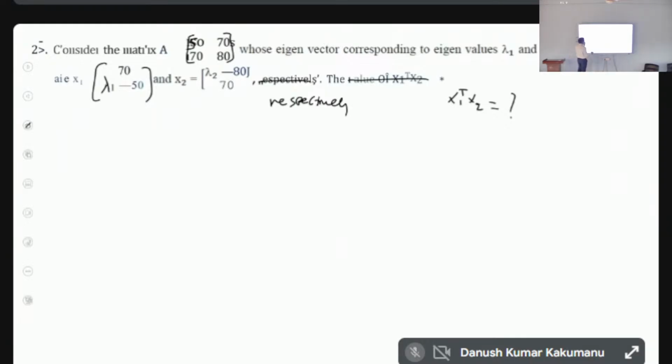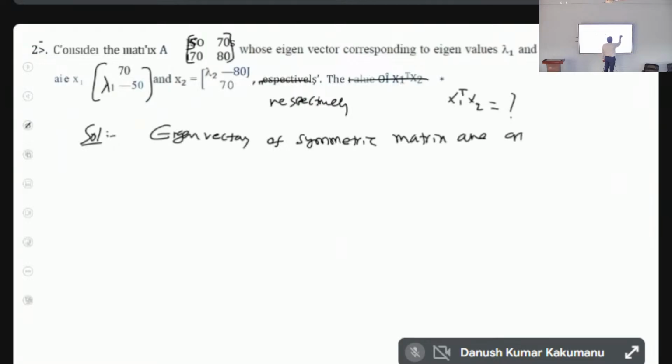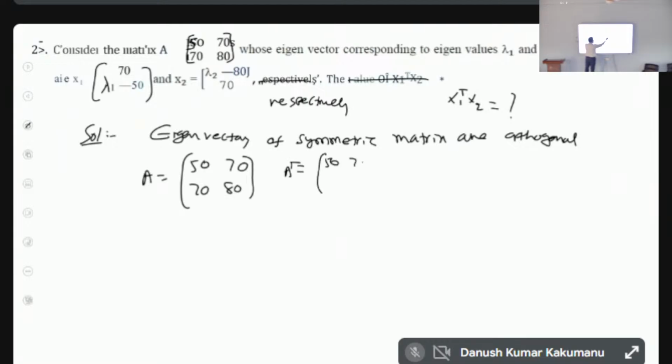See, we have properties of eigenvalues and eigenvectors. Eigenvectors of a symmetric matrix are orthogonal. Very important. Check this one: is this a symmetric matrix or not? 50, 70, 70, 80. What is the condition for a symmetric matrix? A transpose equals A. A transpose here is 50, 70, 70, 80, which equals A.